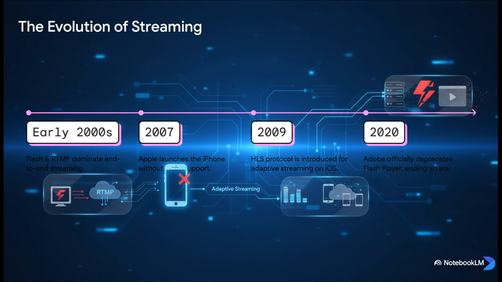Simple. But then, in 2007, the iPhone showed up, and famously, it did not support Flash. This was a huge deal, a seismic event in the tech world. It pushed Apple to create HLS, or HTTP live streaming, a whole new protocol designed for streaming to its devices. Fast forward to 2020, Flash was officially gone, and the entire playback game had changed forever.